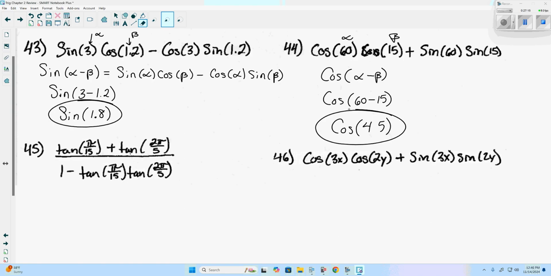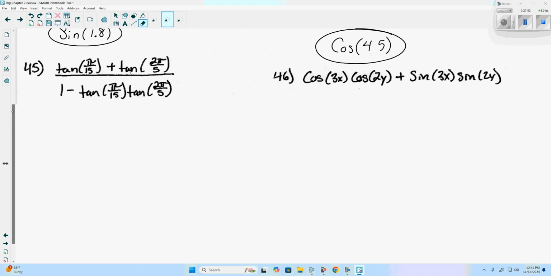Questions on any of this here? Questions on 45 or 46? So we feel good with these here? Because for the most part with these, we just match it up to the formula for our sum or difference, and then plug in our angle and simplify. Because these here, we're not looking for a numerical answer. We're just trying to rewrite it as a single term. We ready for the next set?